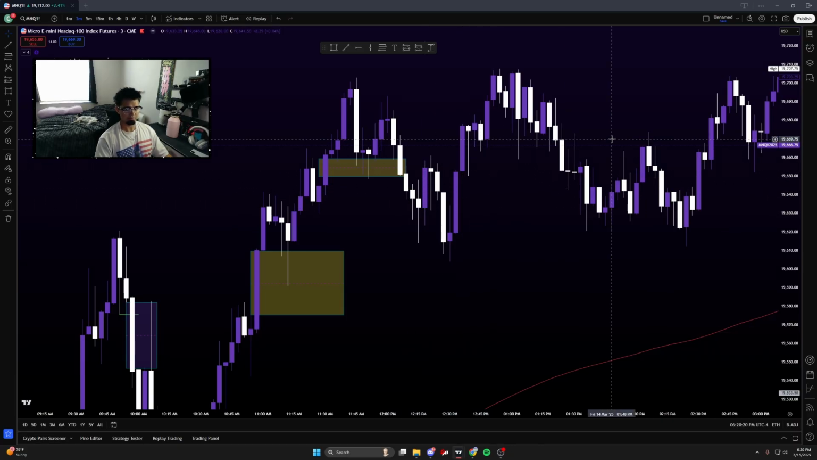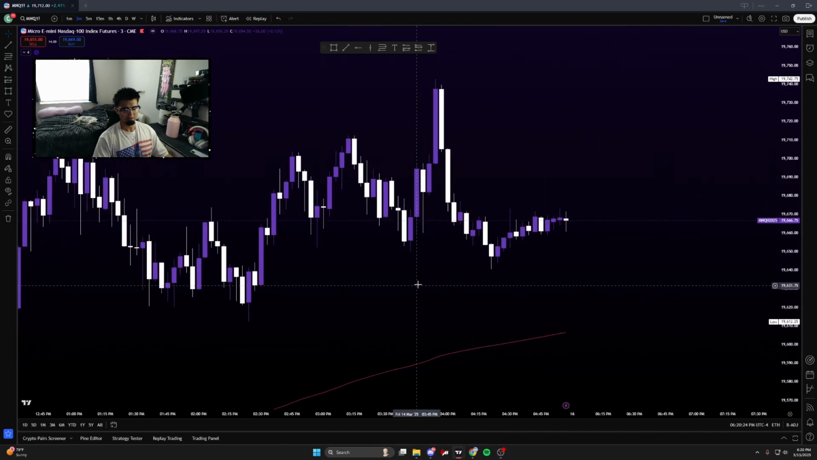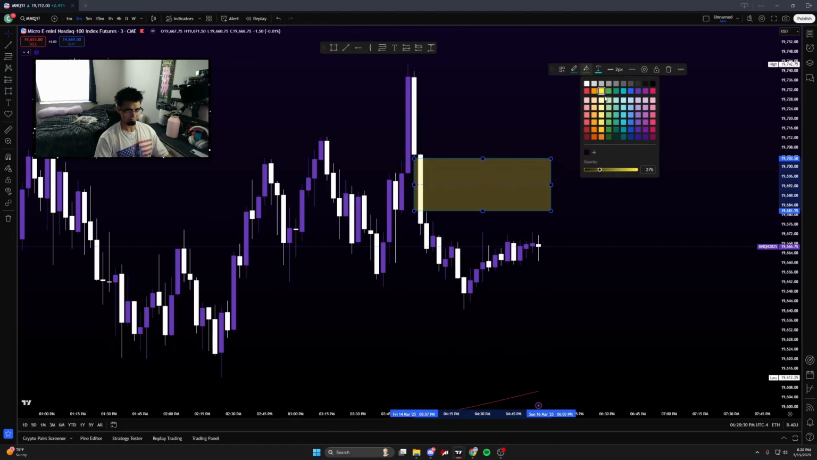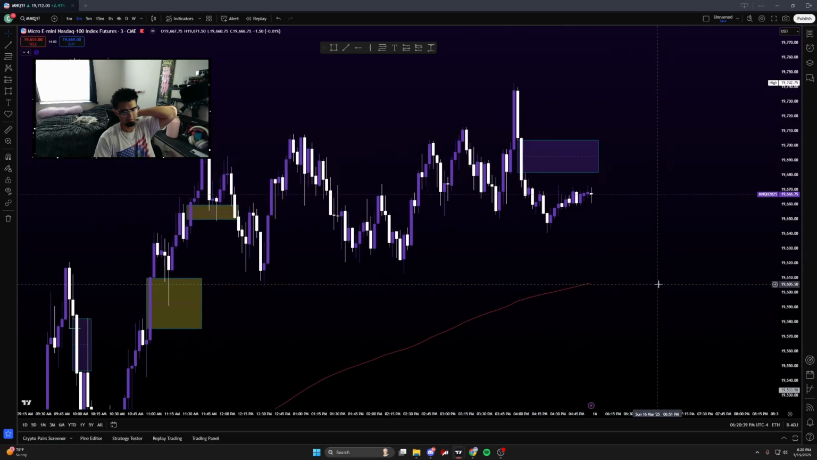Right here, let's see if we can find a bearish fair value gap. Right here, we have a big bearish fair value gap on the 3-minute. So more than likely when the market opens on Monday, we'll see some sort of retracement up into here, or we'll just see price continue to fall because right now we're in bearish price action.